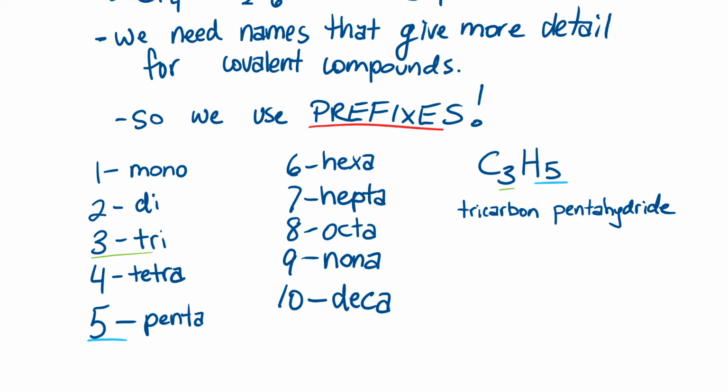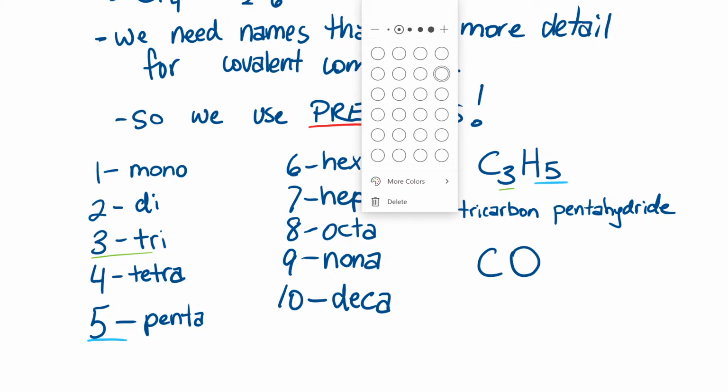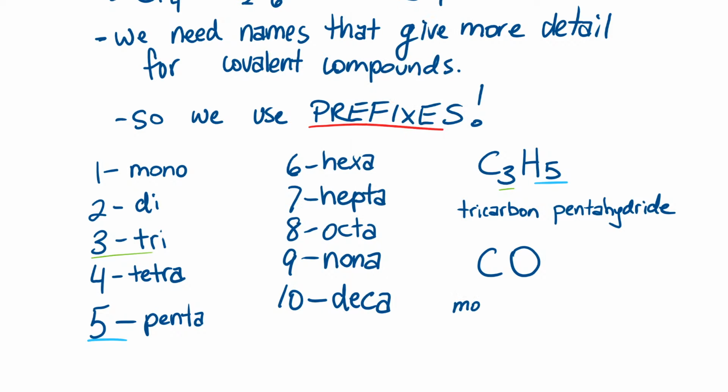And there's only one other rule, which you know instinctively because you know that CO wouldn't be called monocarbon monoxide. You've never heard of that before. That's not a thing. We just call this carbon monoxide. So there's a rule here, which is we never put mono on the first element.